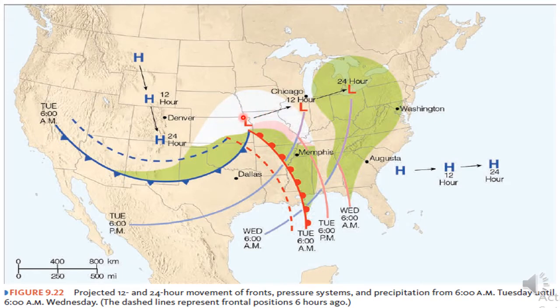So it takes about 12 hours from its current location in Kansas to Chicago, then another 12 hours to move to the northern state of Ohio. As you can see, the cold front and the warm front are also moving to Chicago. Then this cold front and warm front combine, which results in an occluded front.